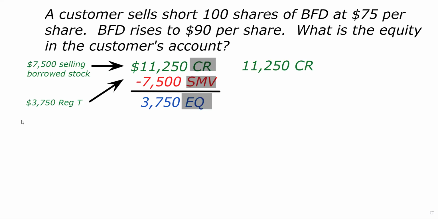And not bueno, the stock is now at 90, so we owe $9,000 worth of securities. We used to owe $7,500 worth of securities, but now we owe $9,000 worth of securities. Selling short, very testable, has unlimited risk.